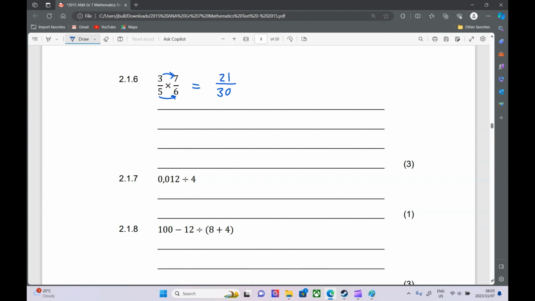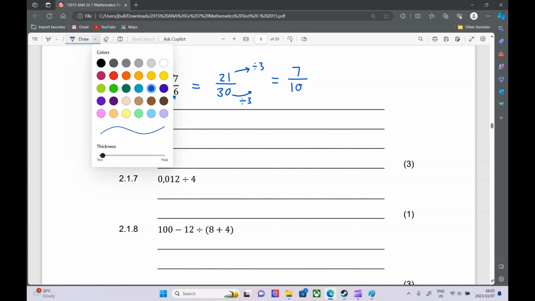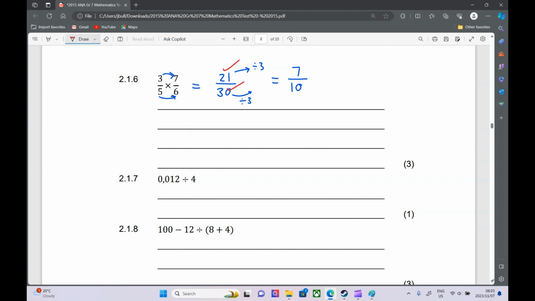If you get a big number like this, you just have to check, can you divide them by anything? So these ones, we can divide both of them, top and bottom, by 3. So you have to try to simplify them. 21 divided by 3 is 7. 30 divided by 3 is 10. So that'd be your final answer. Here you would have got the 2 marks for working out, but to get that final mark, you have to simplify.